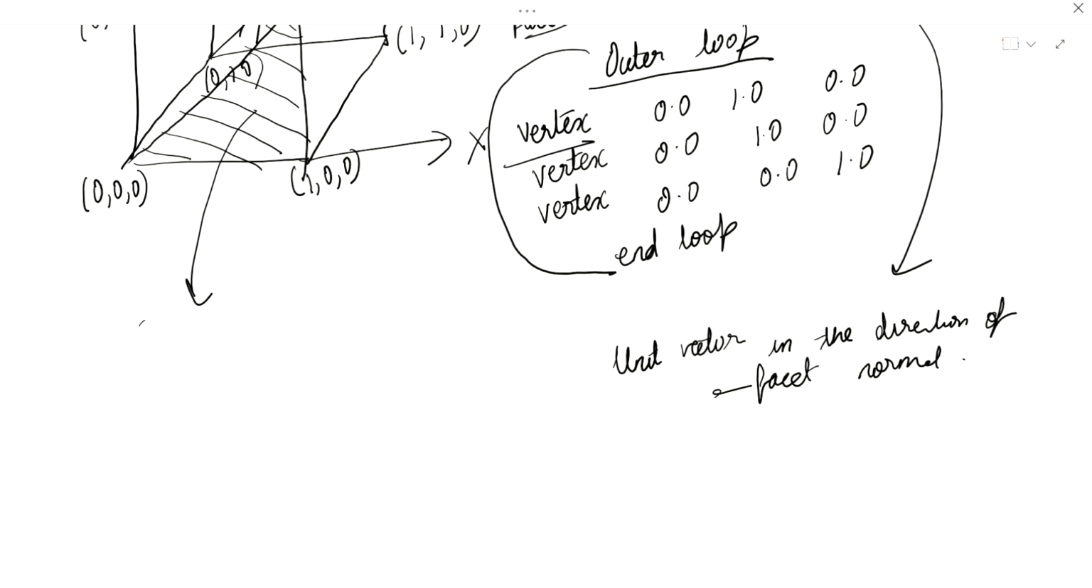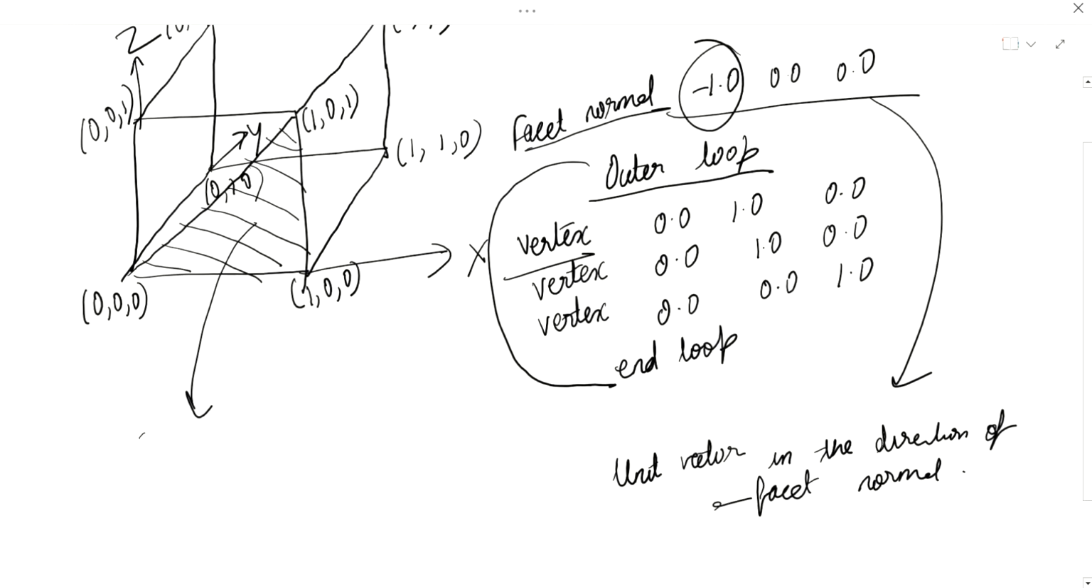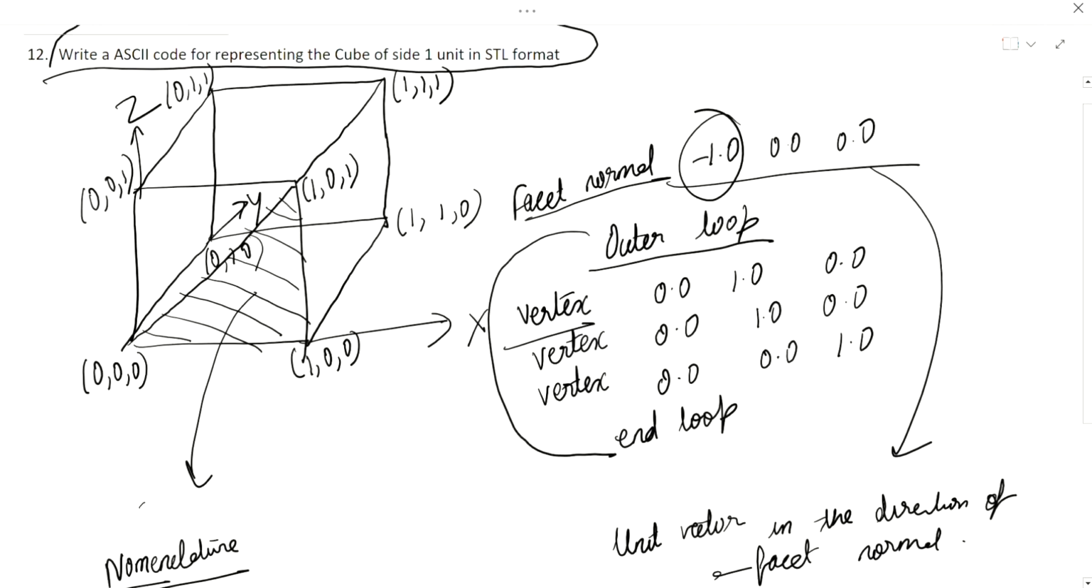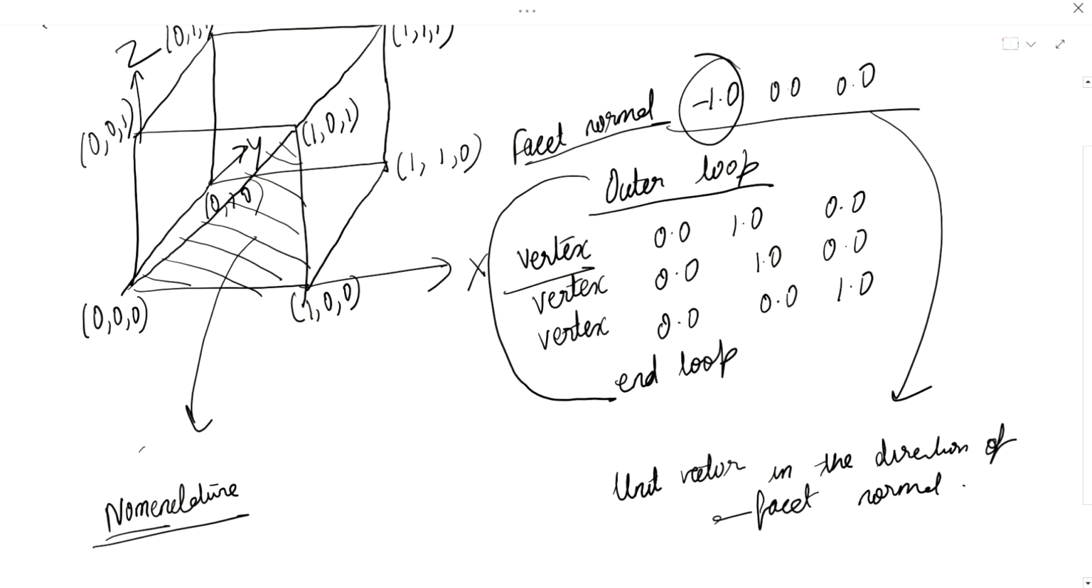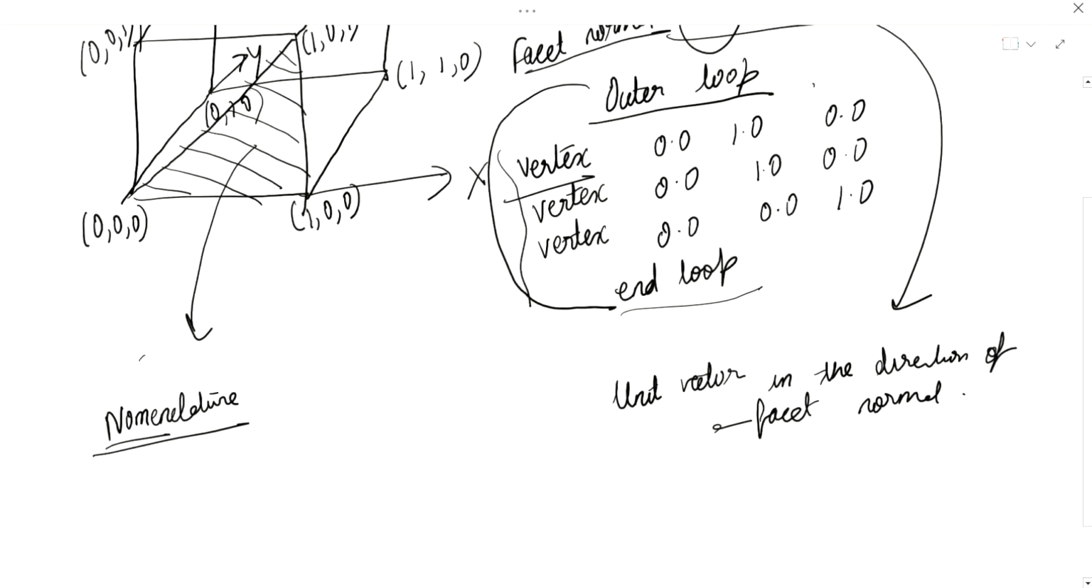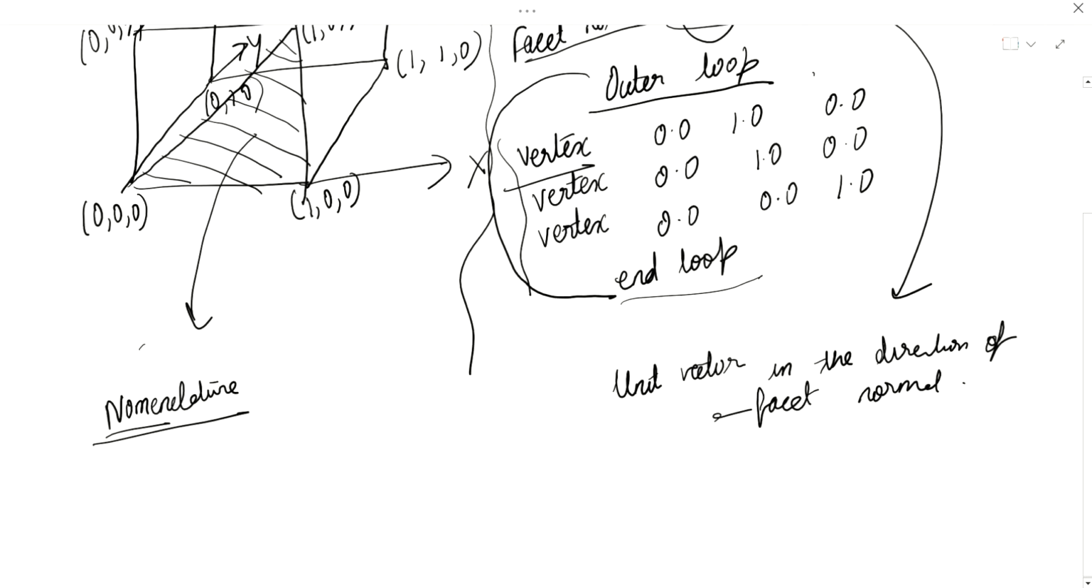In various questions in our lectures also we have seen this nomenclature. The first line is the nomenclature, then write the facet normal, the unit vector in the direction of the normal, then write the outer loop, then the three vertices, then the end loop. Finally, this is the format for representing the ASCII code.